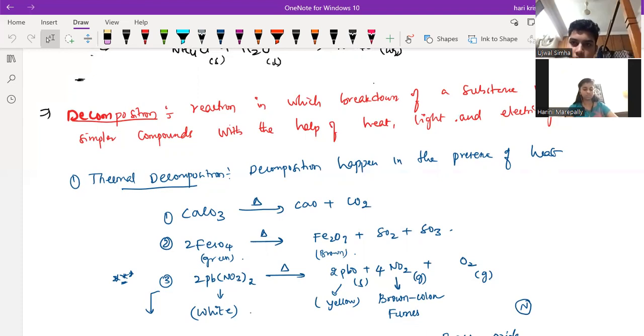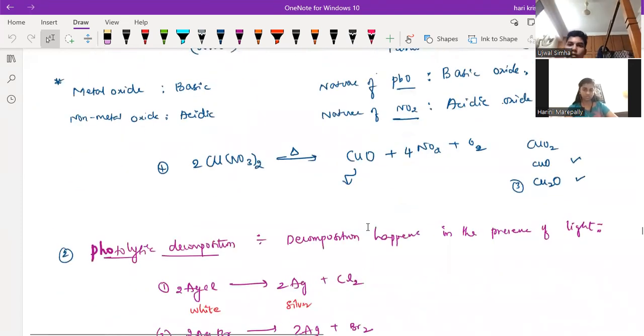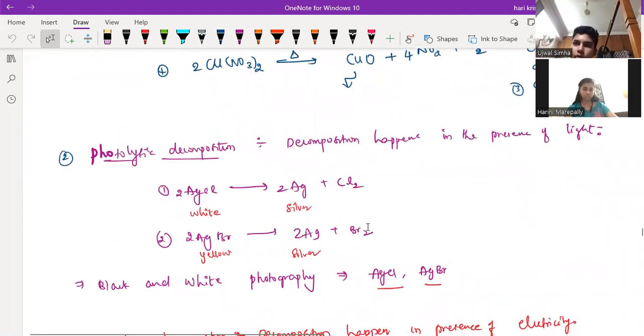If the decomposition happens in the presence of heat, it is a thermal decomposition reaction. If the decomposition happens in the presence of light, it is a photolytic decomposition reaction. So AgCl upon decomposing in the presence of sunlight will form 2Ag plus Cl2. It is a photolytic decomposition. Or AgBr will form 2Ag plus Br2. It is also one of the examples for the photolytic decomposition reaction.